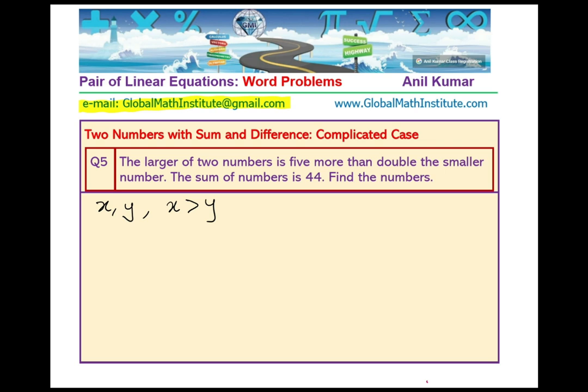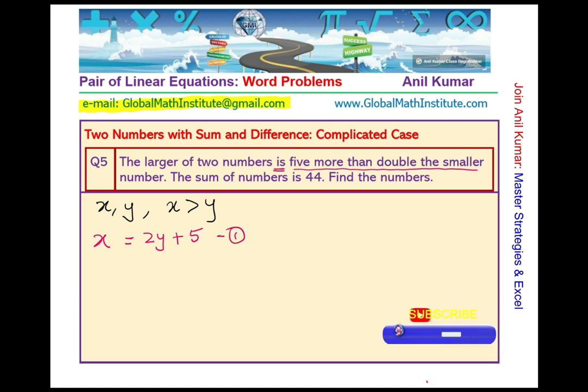So now, larger of the two numbers is 5 more than double the smaller number. So larger is x. Larger of two numbers is equal to 5 more than double the smaller, right? So double the smaller is 2y plus 5. You see, I'm writing plus 5 later, because "more than" means it will come later. Subject here is y, smaller number. Twice the smaller number plus 5. So we get our first equation.